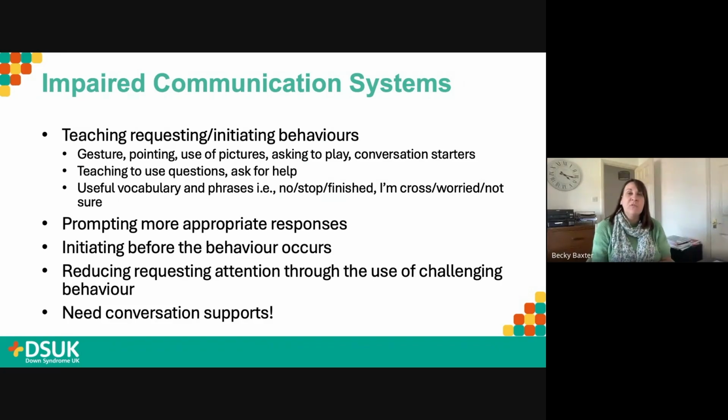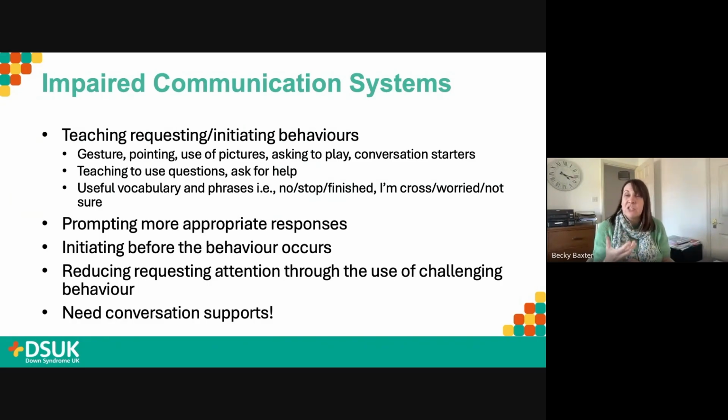Thinking about teaching useful vocabulary and phrases. Things like no, or stop, or I'm finished, can be really, really useful if they know how to communicate those things. Even if you say, oh, hang on, you've got 2 more to do, they've communicated they want to get this to the end of this. I'm cross, I'm worried, I'm not sure what I'm supposed to be doing.